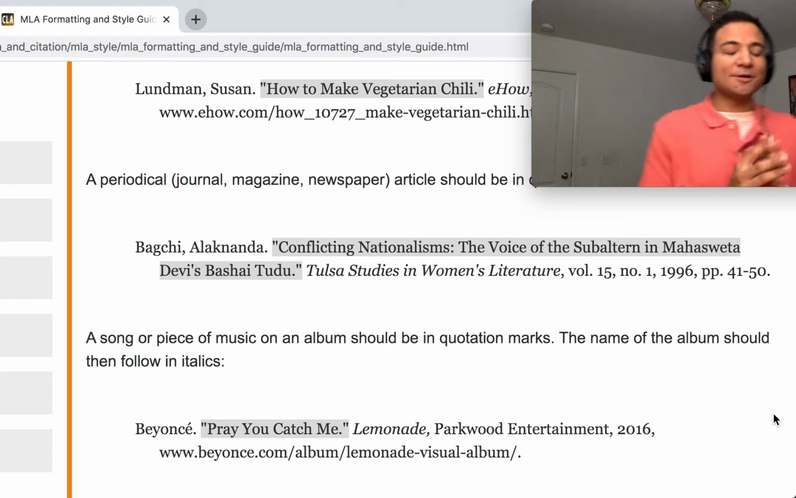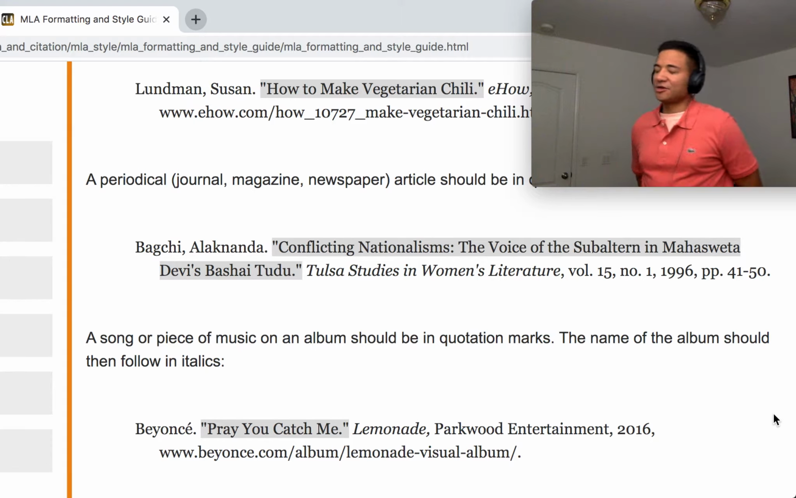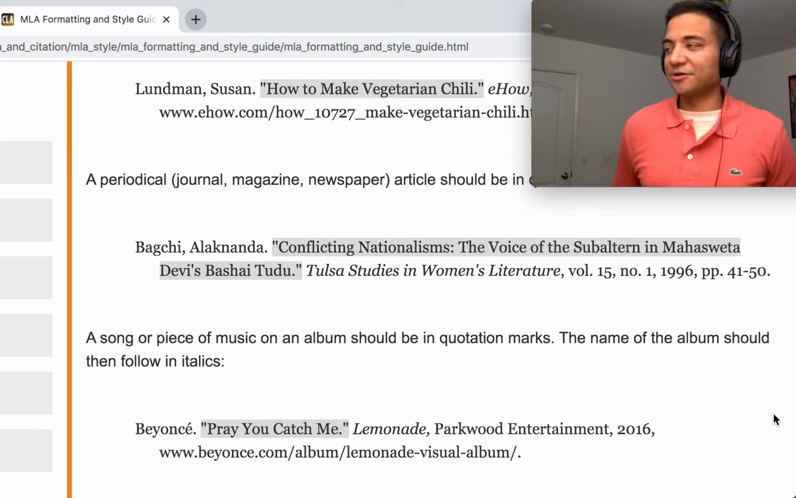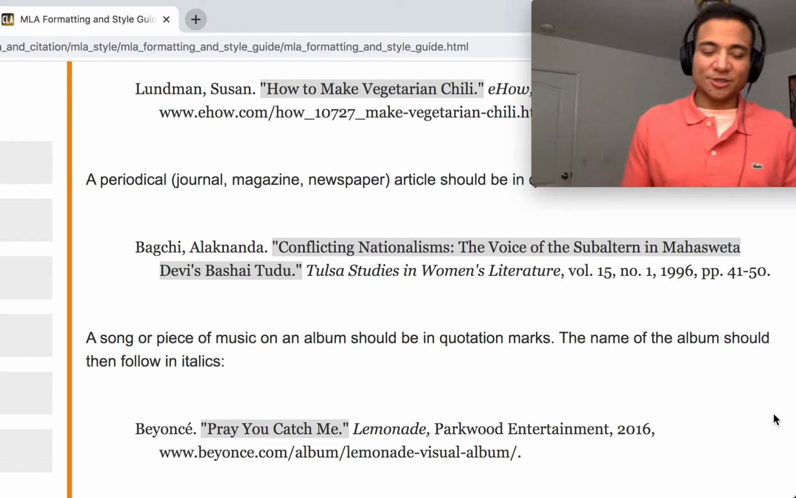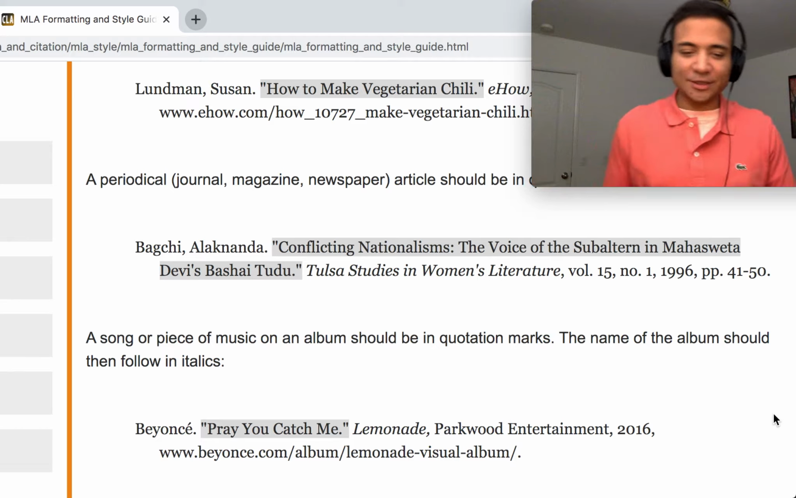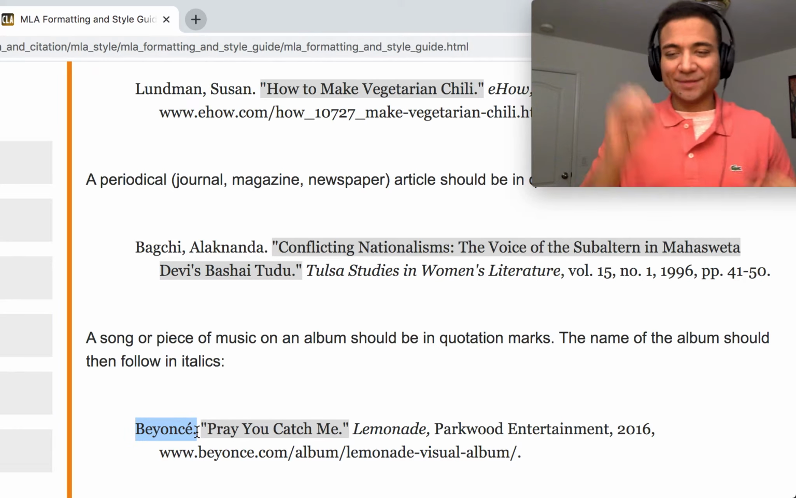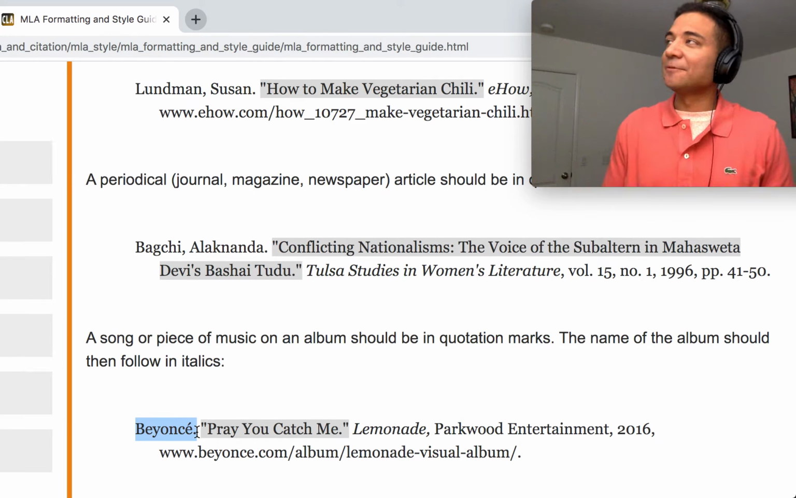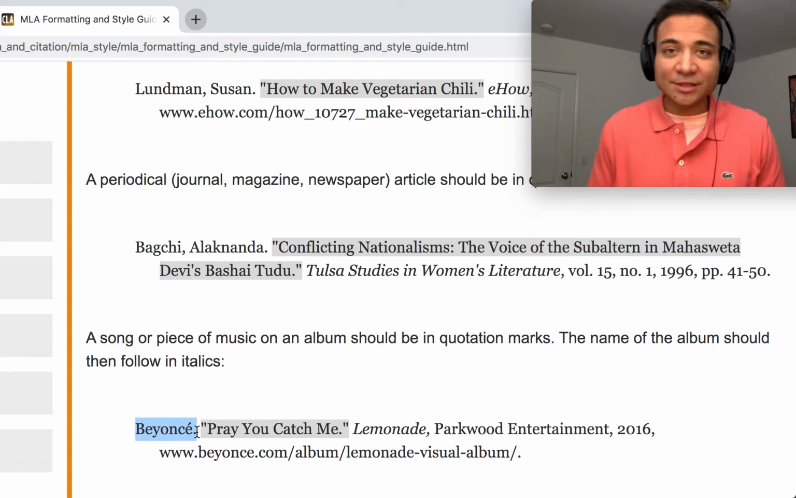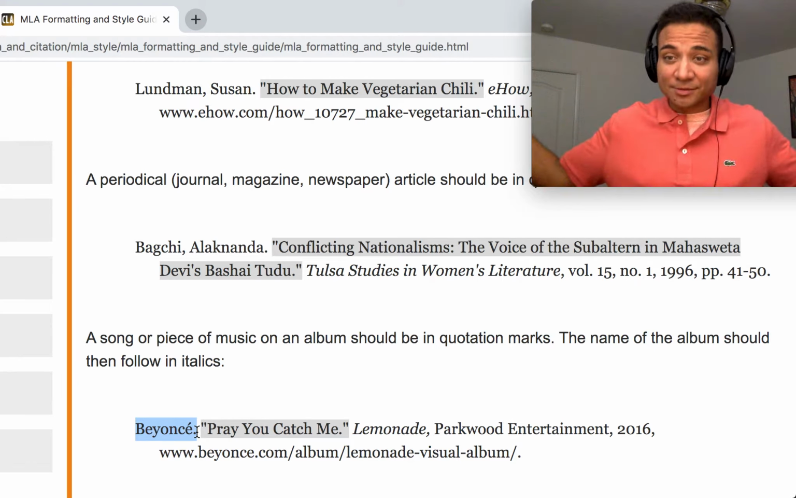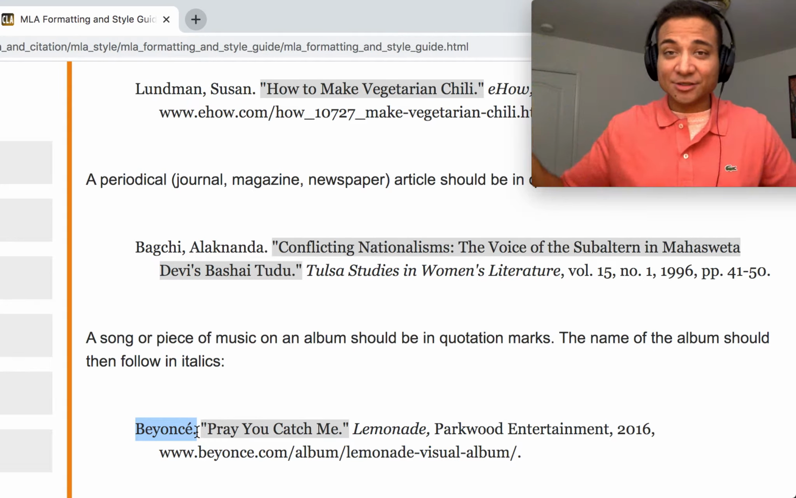Ooh, we have a song here. Oftentimes we think, okay, authors are only writers. No, not so. Authors are simply the creators of sources, right? So a source can be a song. Absolutely. Who is our author here? Beyonce. Period. Pray You Catch Me. Remember what I said about songs? Songs being components. Why? Because songs are housed by albums, right? Albums are the containers. Yeah?